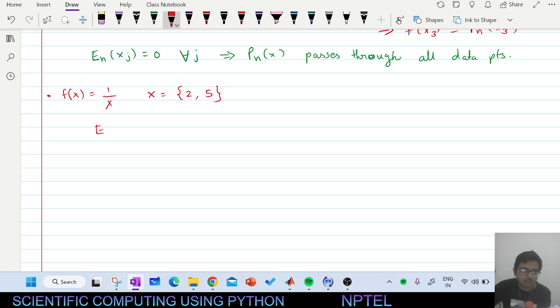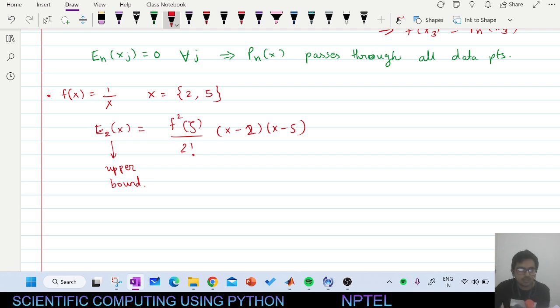So now the error function becomes f'' of zeta, where we don't know what zeta is, divided by 2 factorial, and then the product (x minus 2)(x minus 5). Now we want to set an upper bound for this, because we are doing estimations. We want to know how bad our approximation or estimation can be.